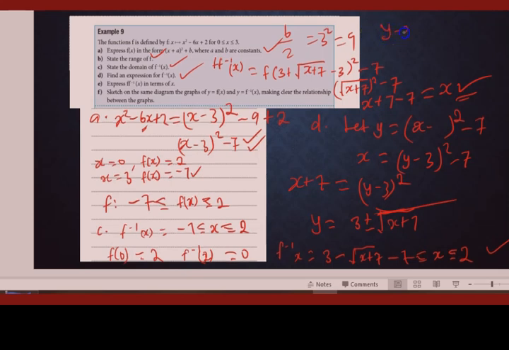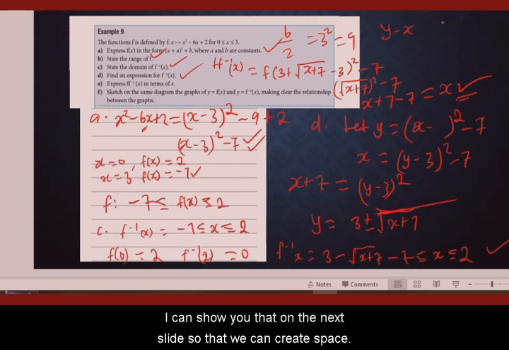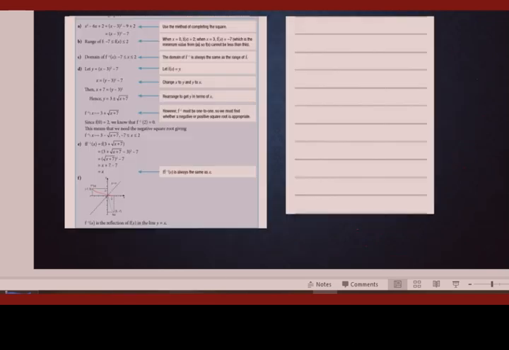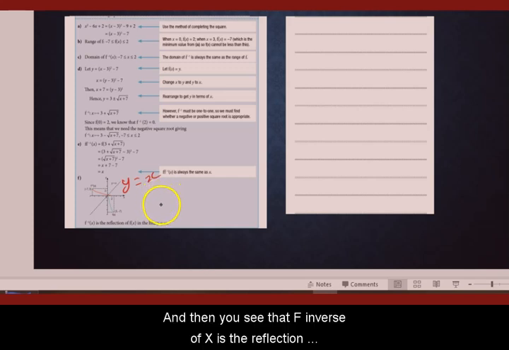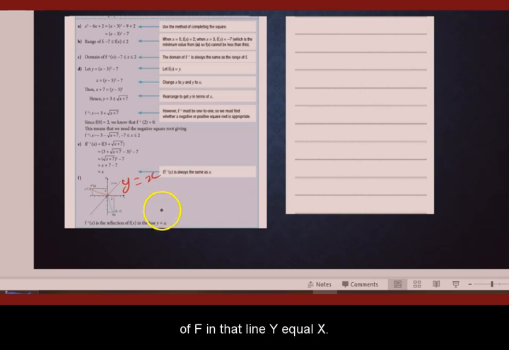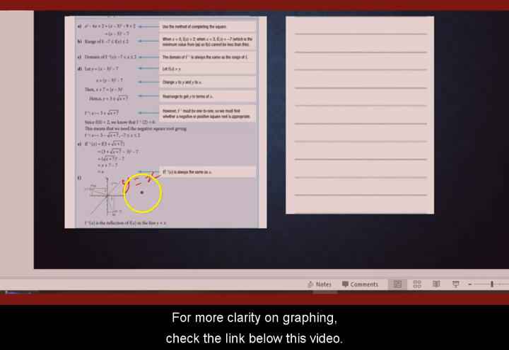Y equals x. I can show you that on the next slide so that we can create space. So you have this graph. You try to sketch this graph on the line y equals x. That is the line y equals x. And then you see that f inverse of x is the reflection of f of x in that line y equals x. For more clarity on graphing, check the link below this video.